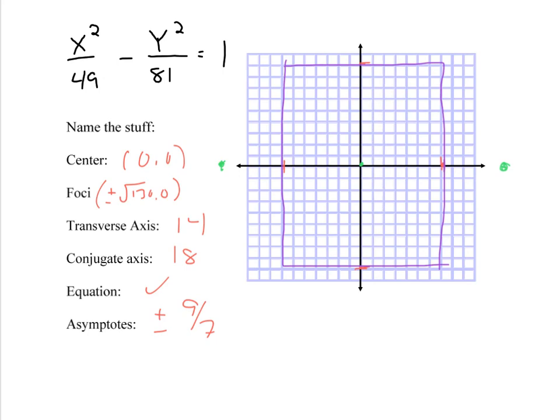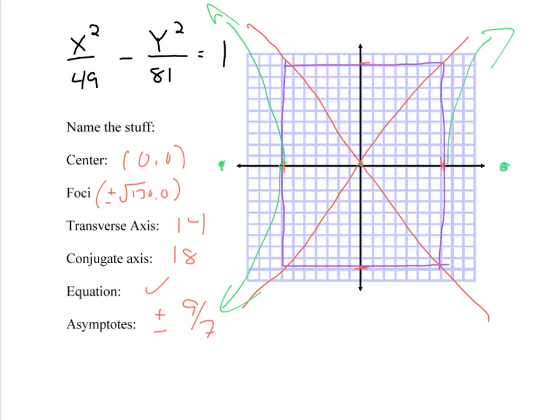Okay, which means now the slopes of our asymptotes was the b, 9 over 7, the vert over the zont. So our asymptotes, I'll put those in red, are right here and here. So our hyperbola, I'll draw that in green, goes through our vertex, hugging the asymptotes, and there is our hyperbola.